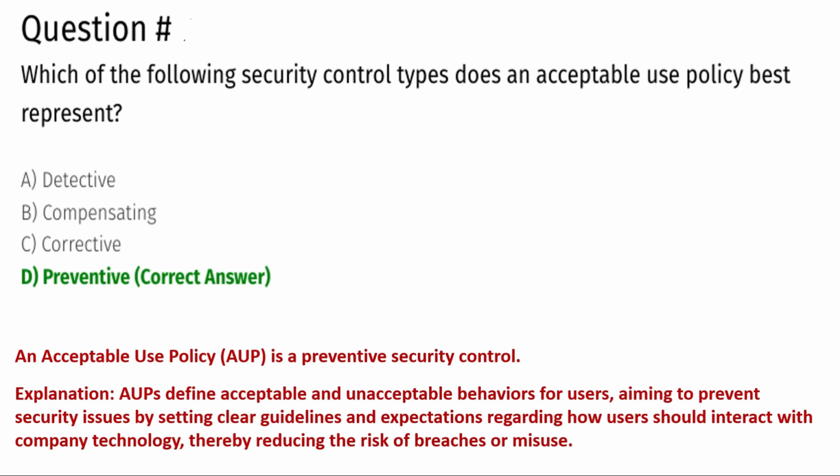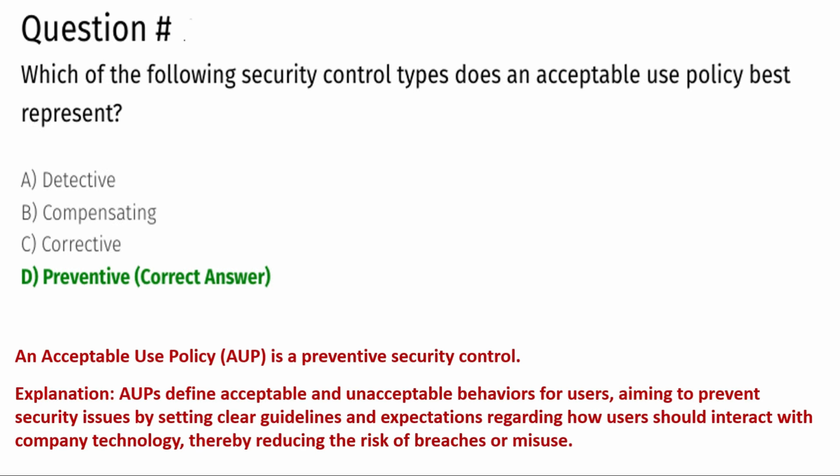Next question is, which of the following security control types does an acceptable use policy best represent? Option A, detective. Option B, compensating. Option C, corrective. Option D, preventive. And the correct answer for this question is option D, preventive.